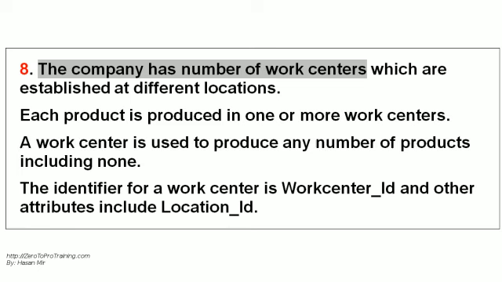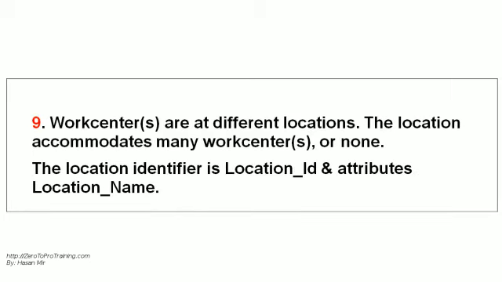Next, 8. The company has a number of work centers which are established at different locations. Each product is produced in one or more work centers. A work center is used to produce any number of products, including none. The identifier for a work center is workcenter_id and other attributes include location_id. Next, 9. Work centers are at different locations. The location accommodates many work centers, or none. The location identifier is location_id and its attribute is location_name.